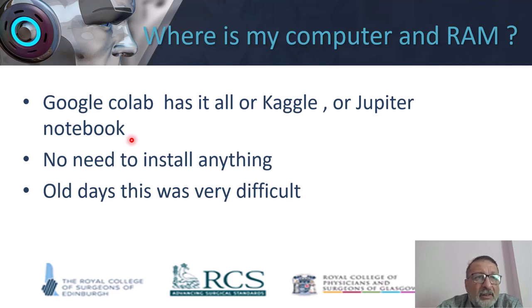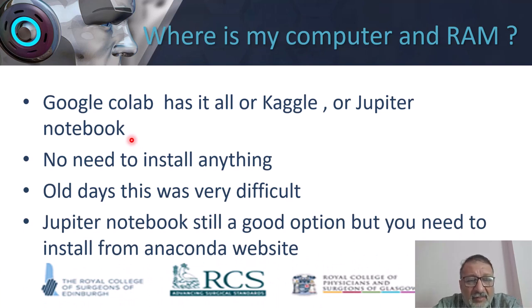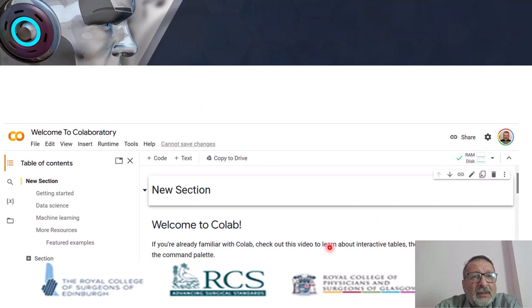In the old days, this was extremely difficult and expensive. Now it is free of charge. Jupyter is still a good tool, but you need to install its software from the Anaconda website, and hopefully we don't need to do that in this course. This is a picture of my account on Google Colab, which is short for Colaboratory. And here you can see the disk, the amount of disk that you are using, and the amount of RAM. All of this is free of charge. And you can do coding line by line. You run your code and then you get the result. And then we take it line by line, to see how we can develop our program.